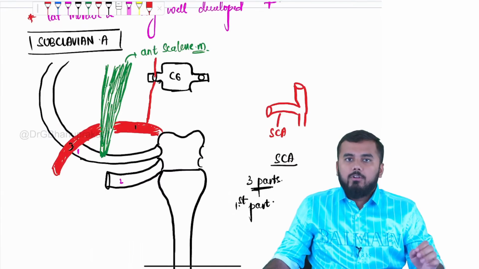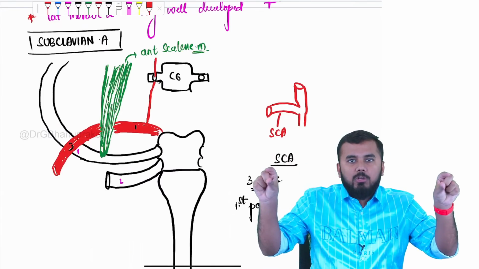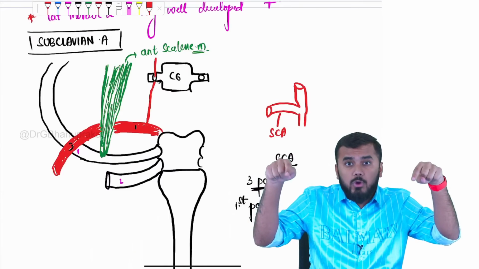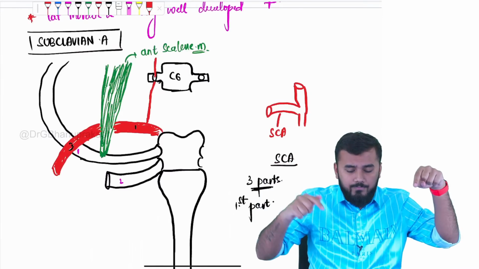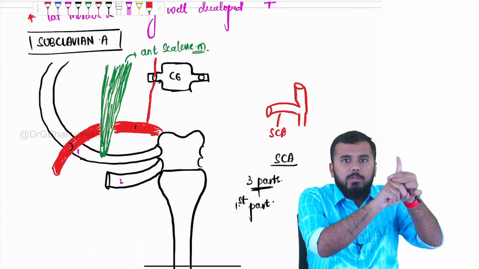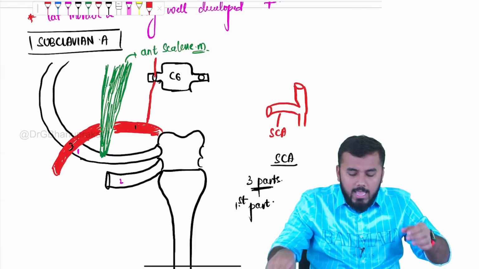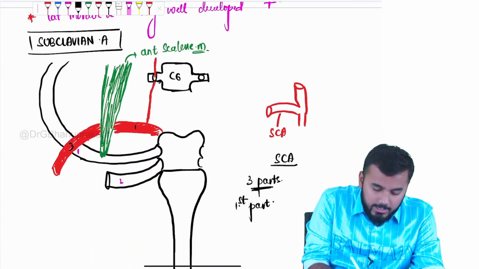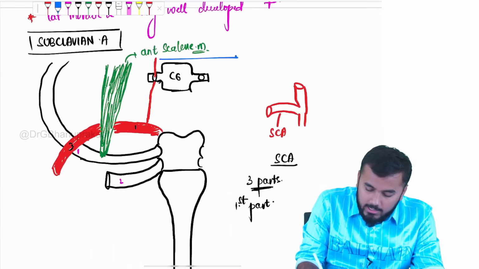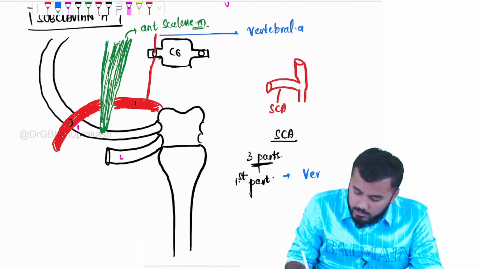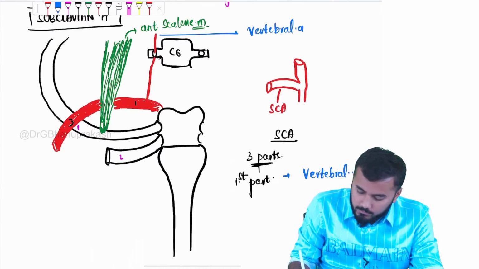We have a vertebra. The vertebra has a spinous process, and it has foramina. These are called transverse foramina or vertebral foramina. This artery passes up like this through these vertebral foramina. That is the reason why this artery is called the vertebral artery. So the first part has an artery called the vertebral artery.